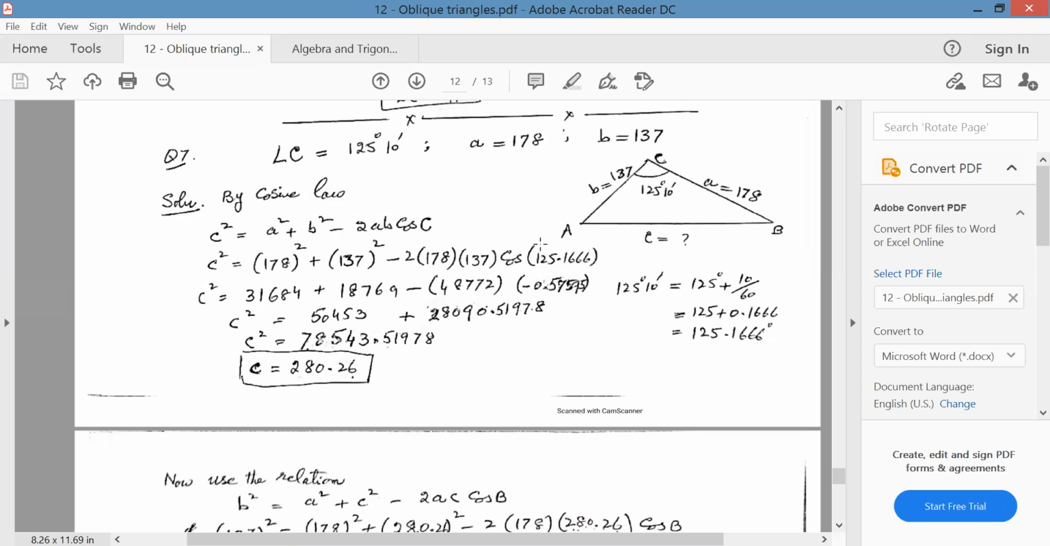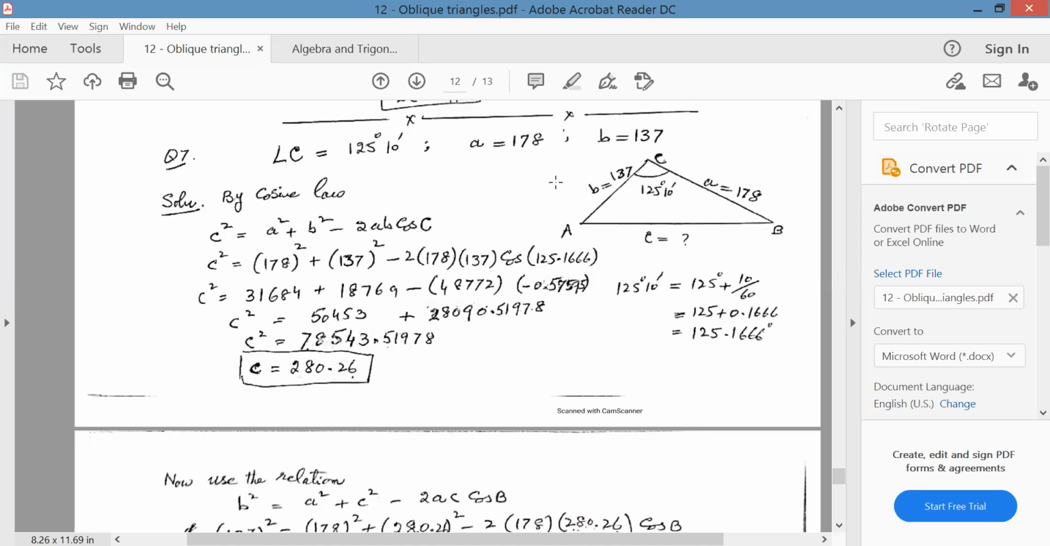And cosine of 125.16, the answer is coming to be minus 0.57595. चलिए सबको मल्टीप्लाई करिए, इसको भी मल्टीप्लाई करिए, प्लस हो जाएगा, इनको ऐड कर दीजिए. This much is the value, and in a nutshell you have to sum up the two values. This is the value of C square, remember, whereas you need to find the value of C. So you have to take the square root of this side. The answer of side C will be 280.26.